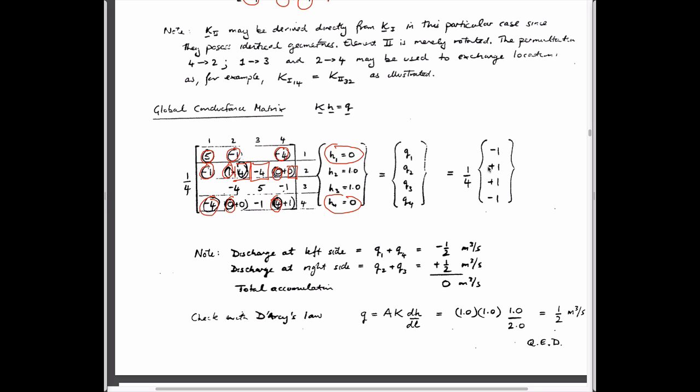And so coming out of the bottom, going into the top at nodes 2 and 3, we have 2 over 4, which is these two together. Coming out of the top part, we have minus 2 over 4. And the question is, what does Darcy's law tell us what it should be?